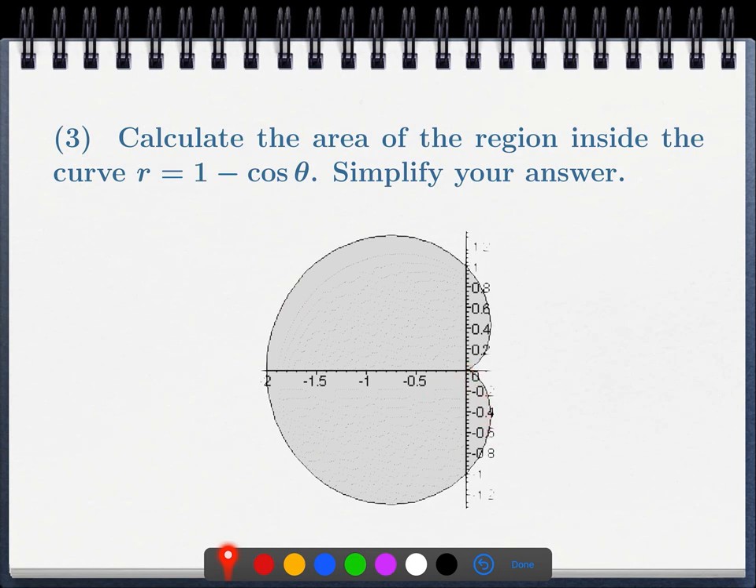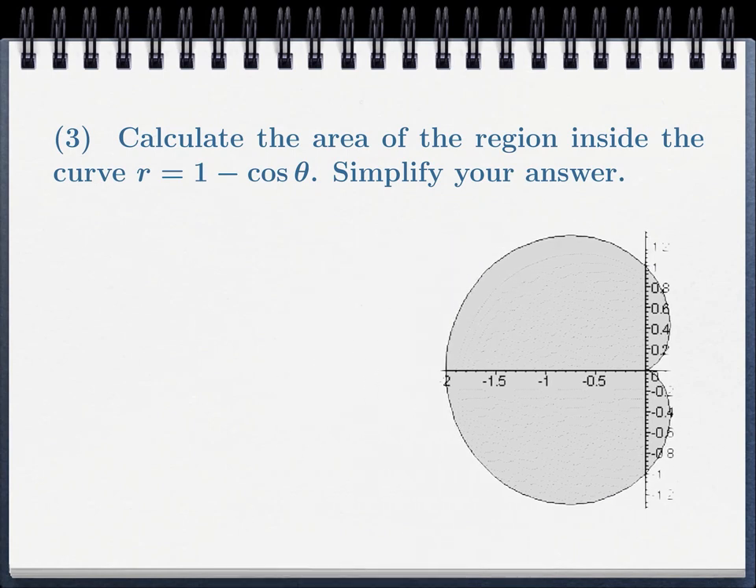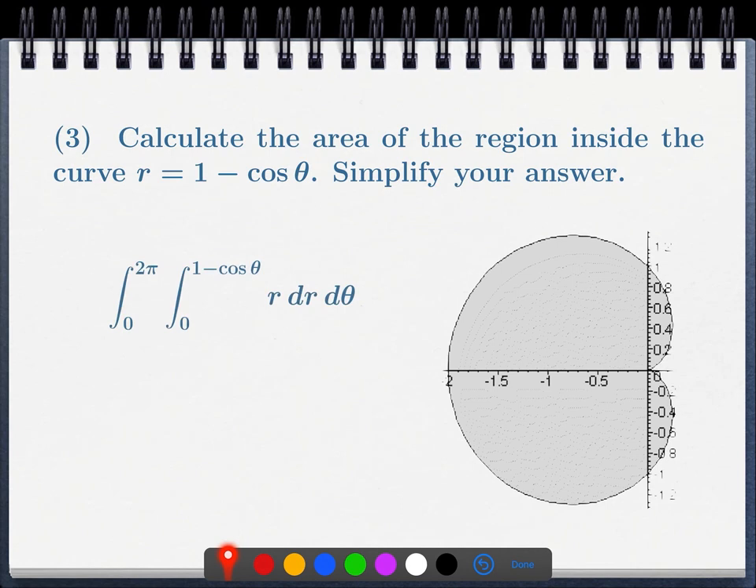And so for each fixed theta, we have r going from 0 to 1 minus cosine of theta. And don't forget, this is area, so the dA has to be replaced with r dr d theta. So again, theta is going from 0 to 2 pi, all the way around the origin here. And then r is going from 0 to 1 minus cosine of theta. And this is dA. So now we just want to evaluate that.